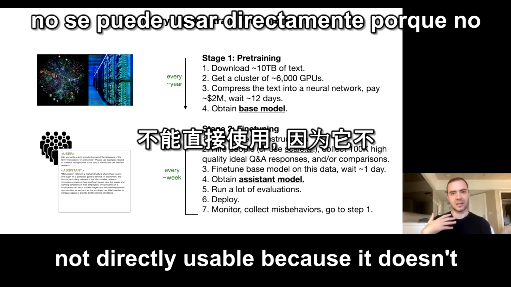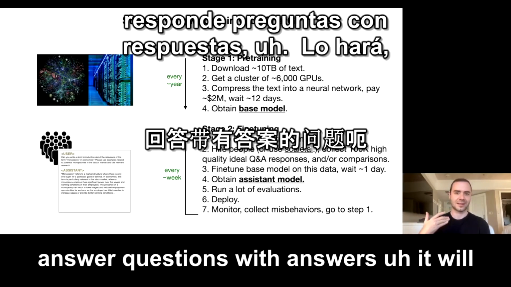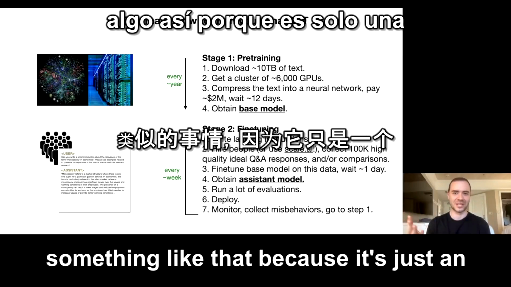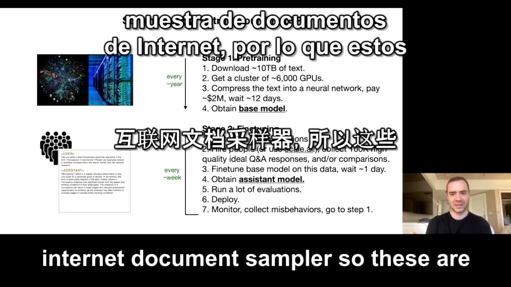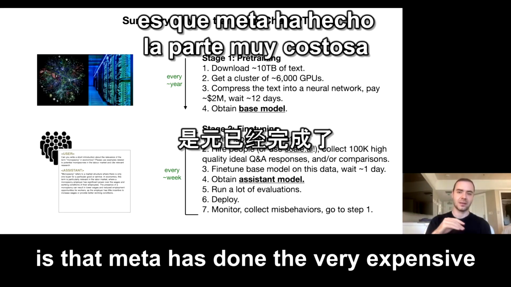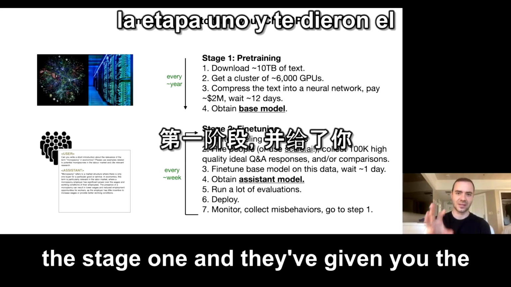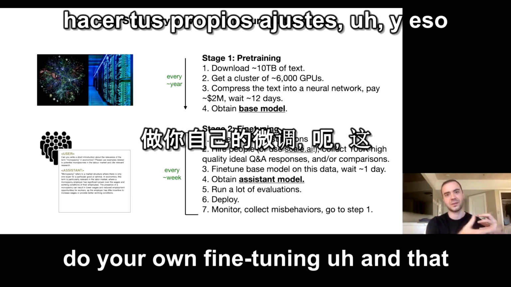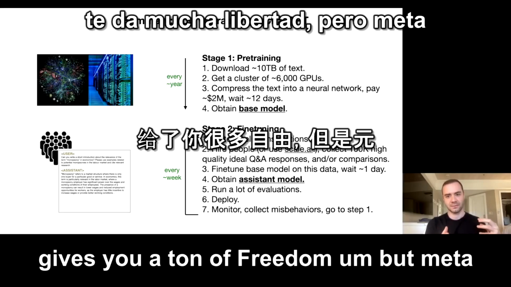The base model is not directly usable because it doesn't answer questions with answers. If you give it questions, it will just give you more questions, or it will do something like that, because it's just an internet document sampler. So these are not super helpful. Where they are helpful is that Meta has done the very expensive part of these two stages. They've done stage 1 and they've given you the result. And so you can go off and do your own fine-tuning. And that gives you a ton of freedom.